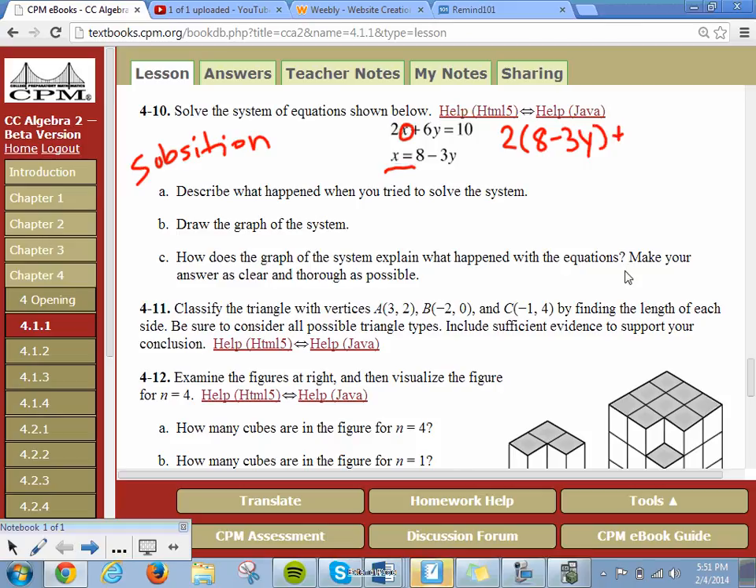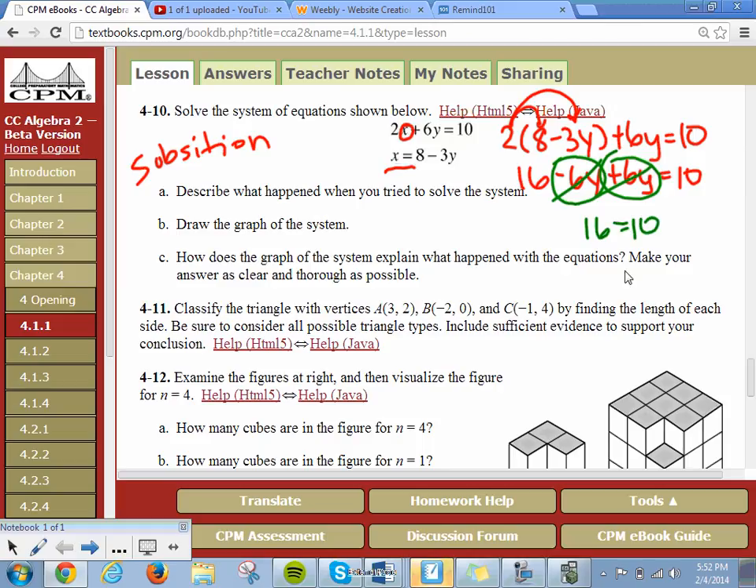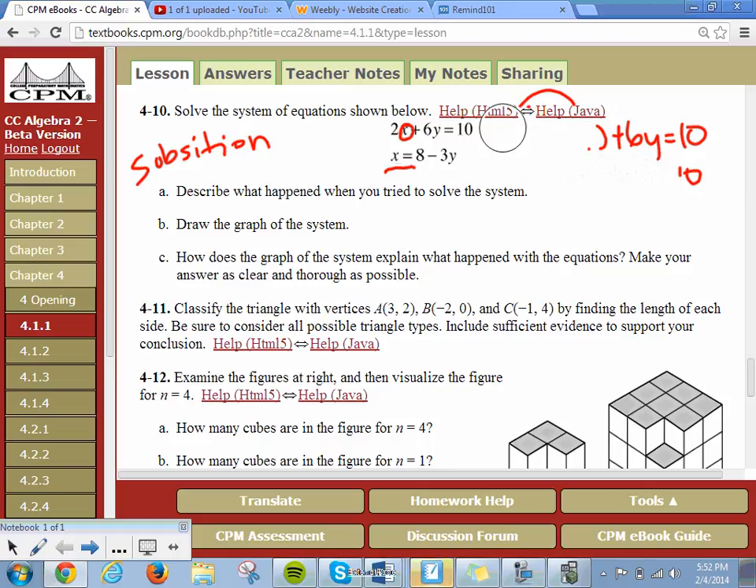I'm doing 2 times 8 minus 3y plus 6y is equal to 10. I'm going to distribute this 2 into everything inside the parentheses. That's going to leave me with 16 minus 6y plus 6y is equal to 10. What you can see here is we have a negative 6y and a positive 6y. Those will cancel out, and we're left with the statement 16 is equal to 10. Because we have a false statement, the two lines are parallel. They're never intersecting. So with this one, there is no solution.